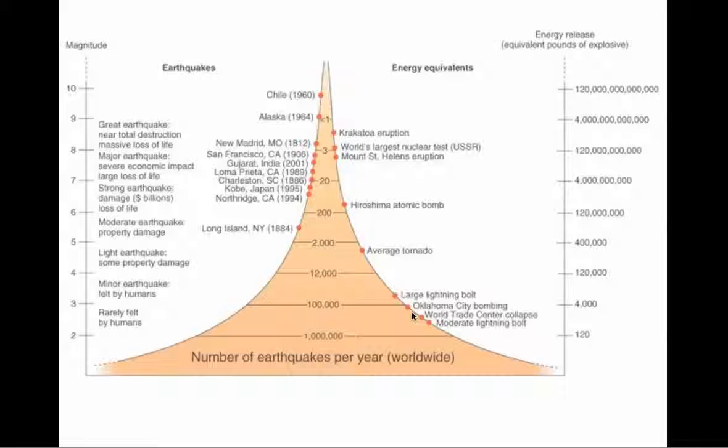By the way, notice the energy in different things is over here: the Hiroshima atomic bomb, your average tornado, lightning bolt, Oklahoma City bombing, the World Trade Center collapse, and here's a moderate lightning bolt.